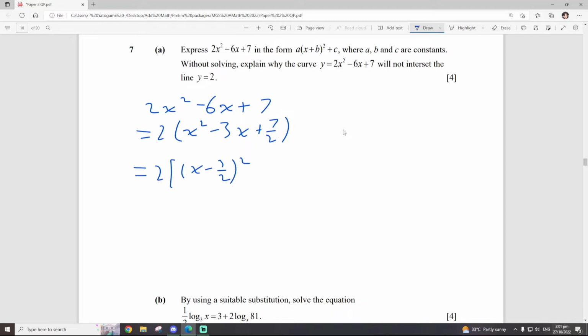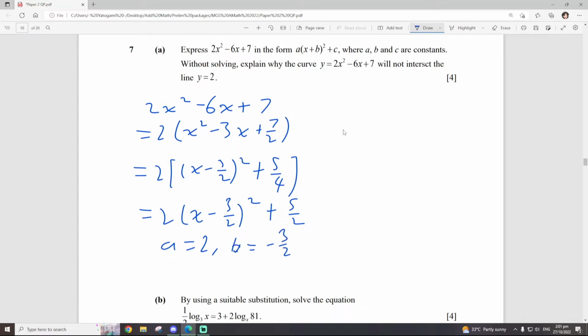So seven over 2 minus 9 over 4, and you will get plus 5 over 4. So you get 2 times x minus 3 over 2 squared plus 5 over 2. Okay. So a is 2, b is negative 3 over 2, and c is 5 over 2. Okay. Why will this curve not intersect?